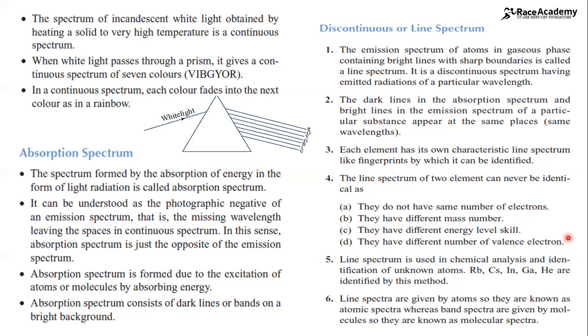It has been noticed that line spectrum is used in chemical analysis and identification of unknown elements like rubidium, cesium, indium, gallium, helium, which were identified earlier in science. Line spectrum is given by atoms, so it is also known as atomic spectra, whereas band spectra are given by molecules. That's why it is called molecular spectra. This is all brief information about the spectra.